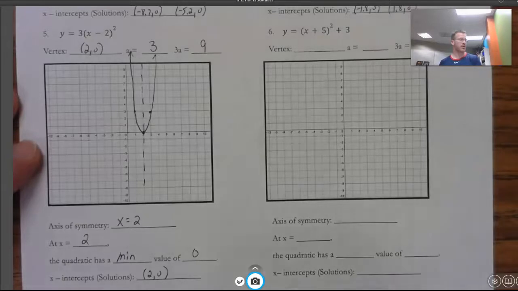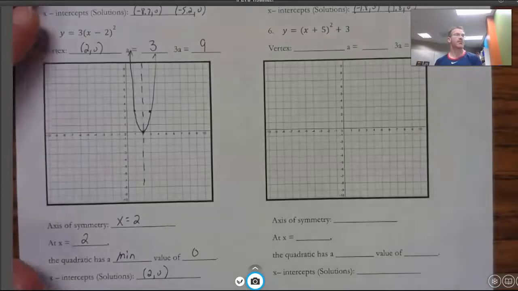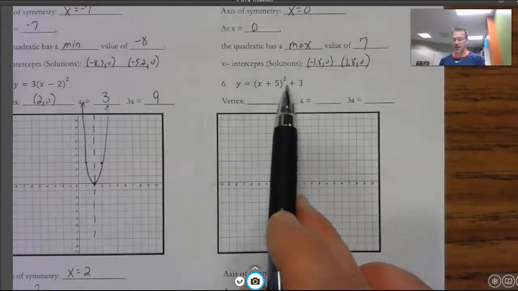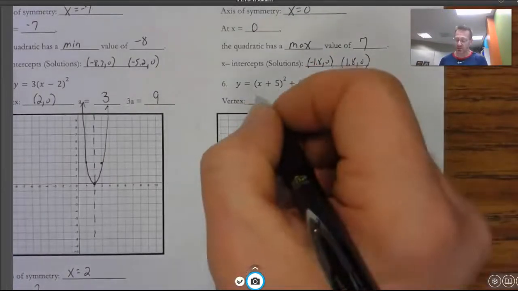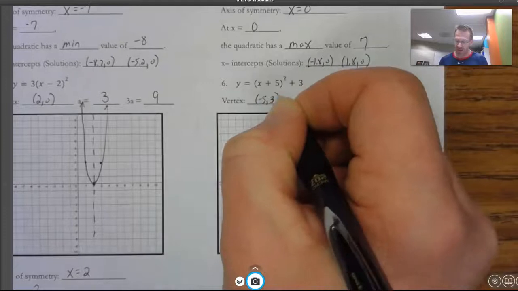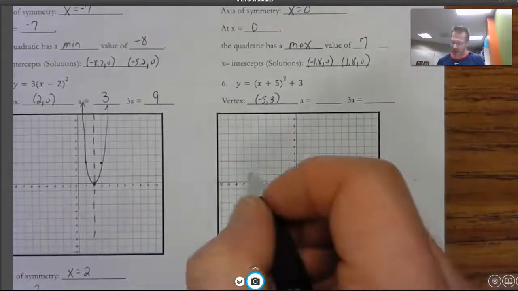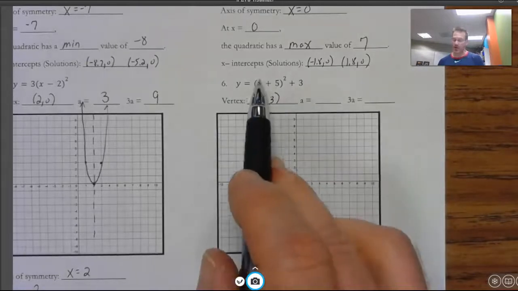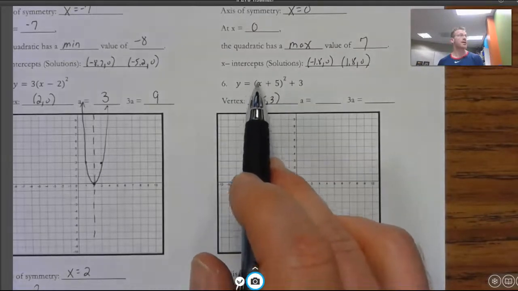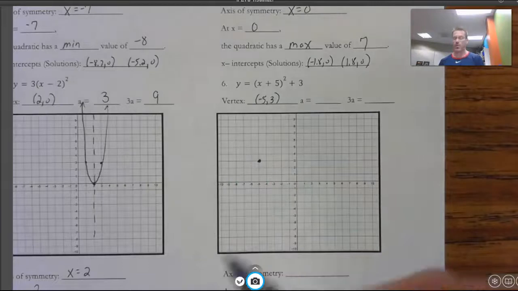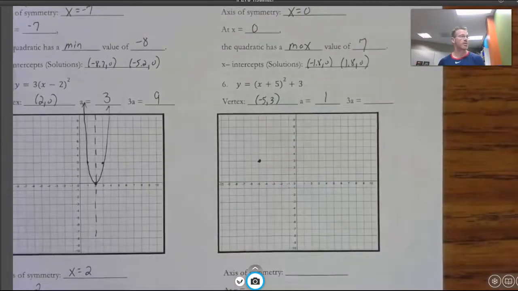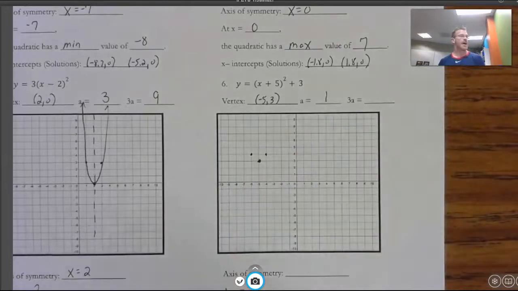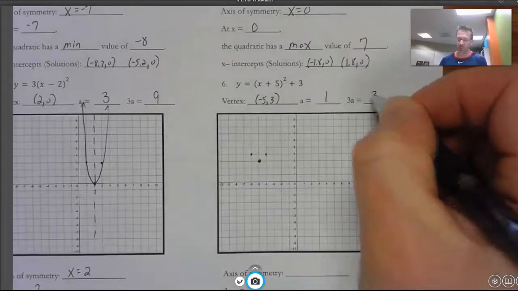Let's do one more together, and that'll wrap up our lesson for today. Looking at this one, I can see that my vertex is going to be -5, 3. So -5, 3 would be right here. Now, if I don't see a number in front, that number is a 1. We just don't write a 1 in front. So my a value is 1 this time. So up 1 to the right one, up 1 to the left one, and then 3a would be 3.